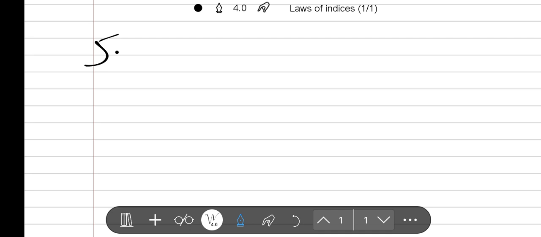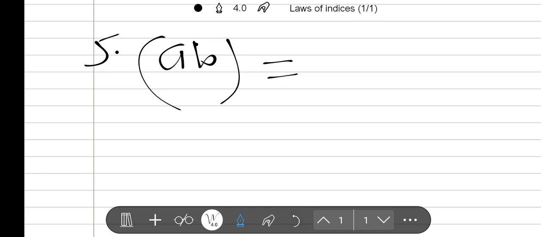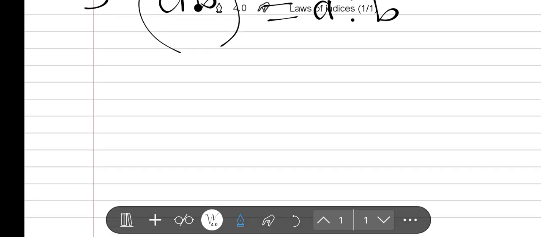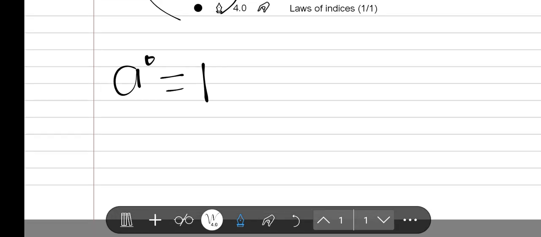Number five. So you have A B, close bracket, raised to the power N, which is A to the power N multiplied by B to the power N. Okay, and that was an expansion. And then any number raised to the power 0 is equal to 1. Those are the laws of indices.